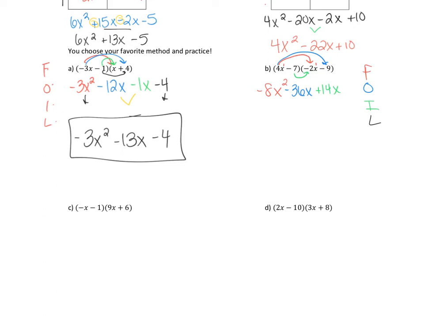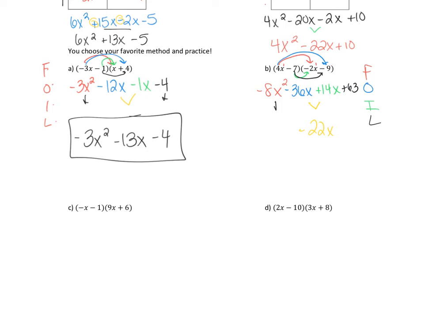Then I need to do my last terms. My last terms are negative 7 and negative 9, which get me a positive 63. Then we just need to combine our like terms. So we have a negative 36 plus 14. How you can remember how to do this is just subtract them and keep the sign of the bigger number. In this case, the bigger number I see is 36, so I know the number has to be negative, and that gets me a negative 22x.